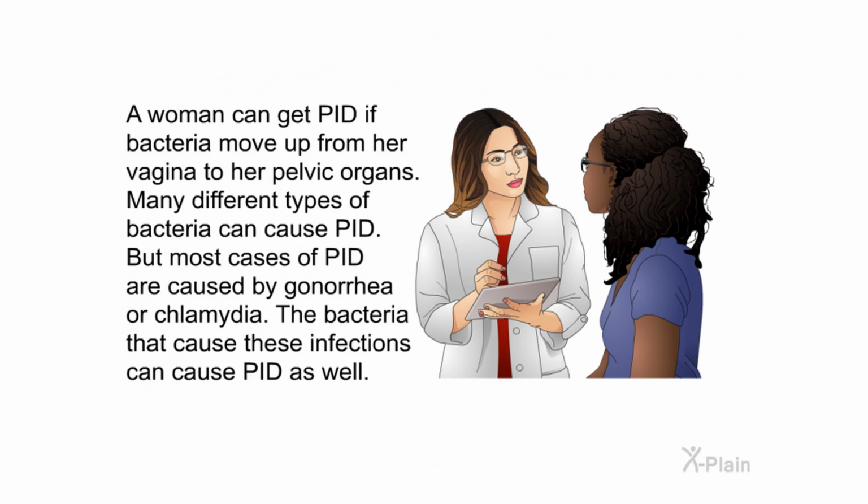A woman can get PID if bacteria move up from her vagina to her pelvic organs. Many different types of bacteria can cause PID, but most cases of PID are caused by gonorrhea or chlamydia. The bacteria that cause these infections can cause PID as well.